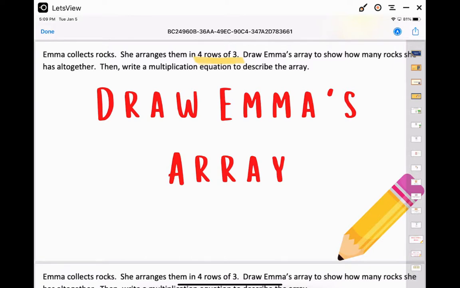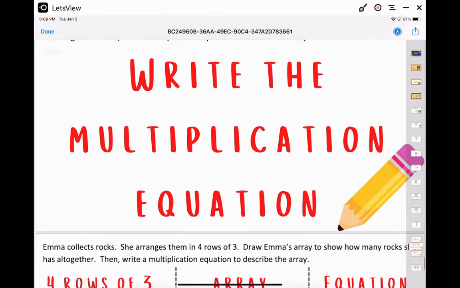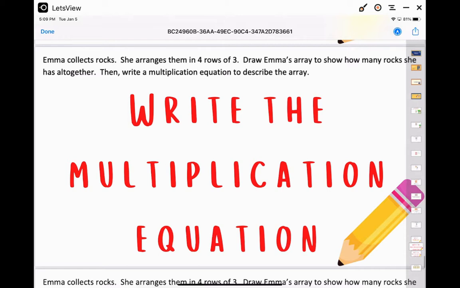Now that you've drawn your array, I want you to write the multiplication equation. Write a multiplication equation for 4 rows of 3. And then we're going to check our work.